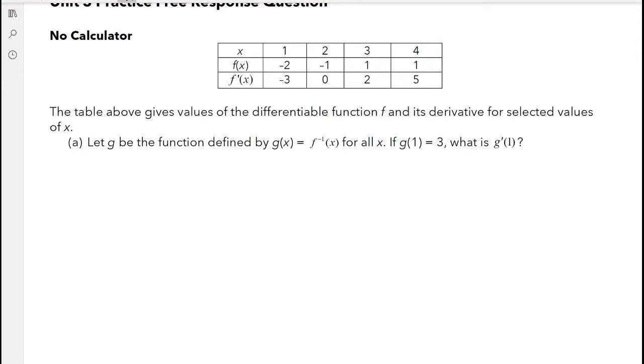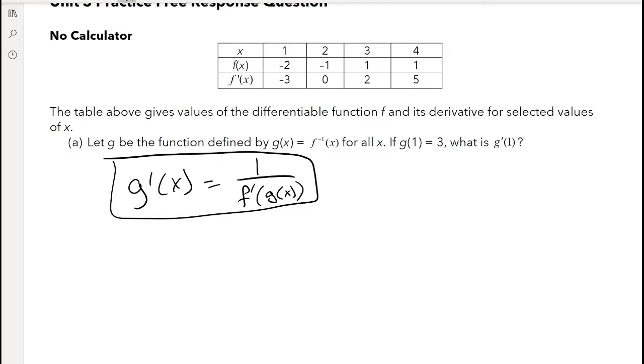Now, if you remember when we went over this part, the derivative of the inverse function, this is already the inverse function. The derivative of the inverse function is simply going to be equal to 1 over the original function's derivative evaluated at the inverse function at that point.